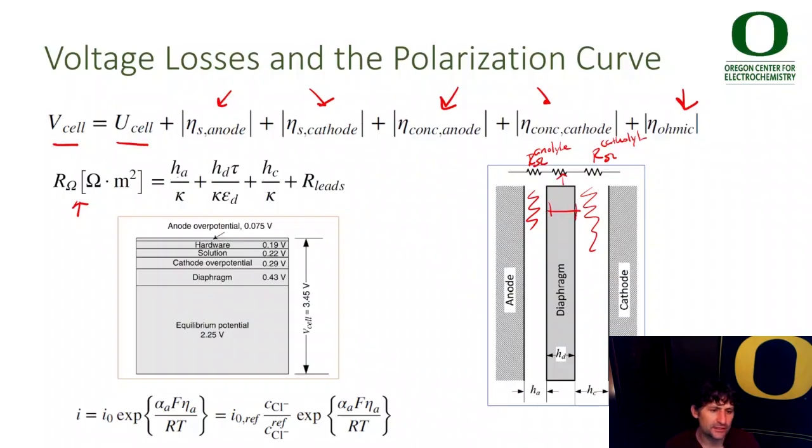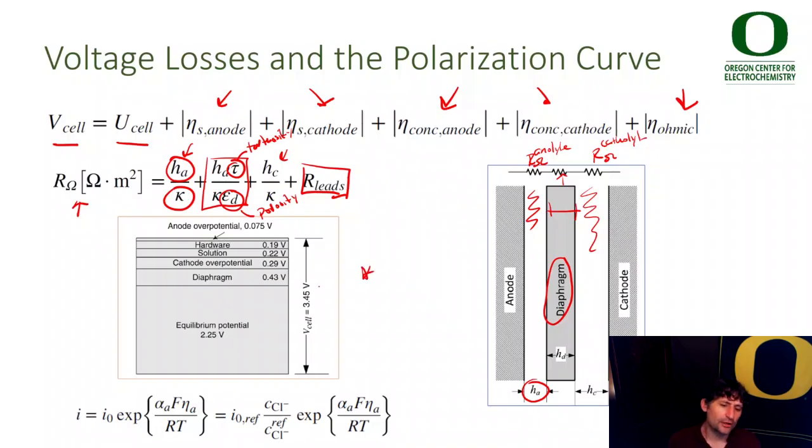The area-specific resistances are just the distance over which the ions have to move divided by the conductivity of the electrolyte. There's one for the anolyte and one for the catholyte. This term in the middle is a little bit more complicated because we have to take into account that the diaphragm is porous. So we need to multiply the resistance by the tortuosity and divide by the porosity to account for the fact that the entire material, the entire diaphragm, is not pure electrolyte. To that, we add the resistance of the metallic leads.